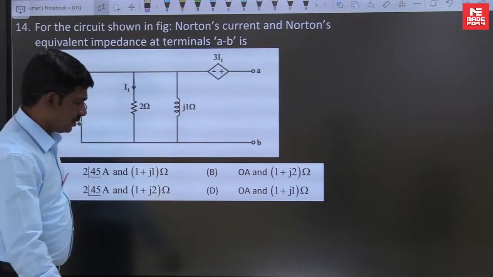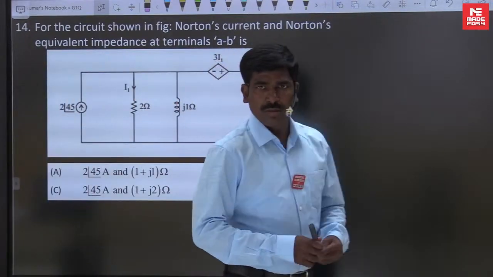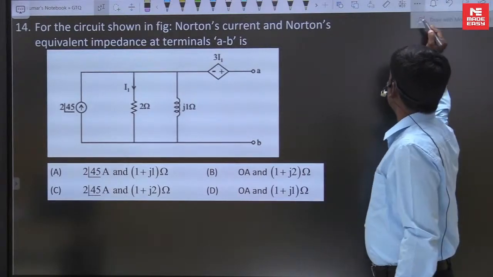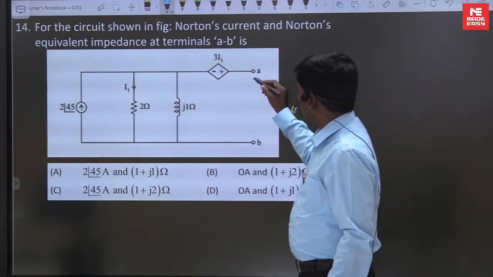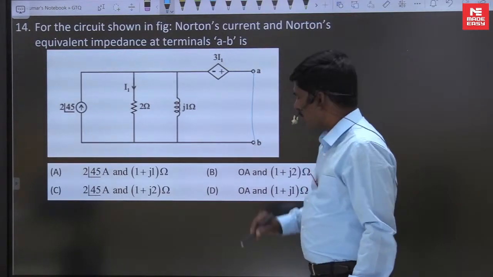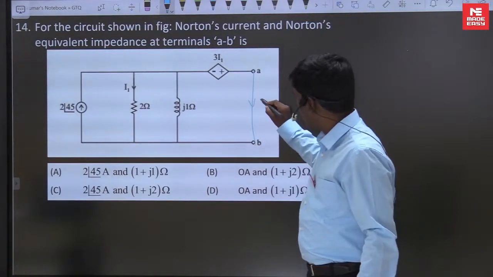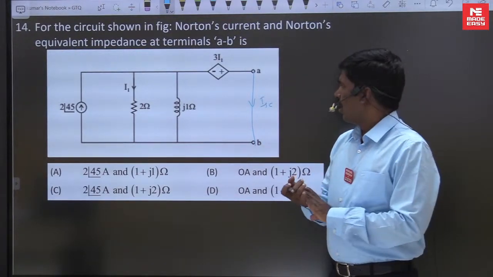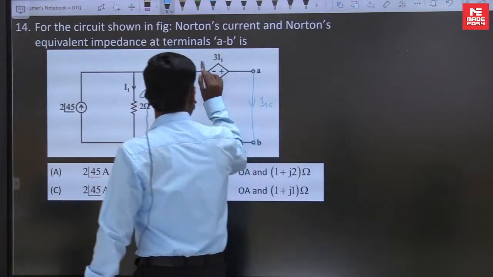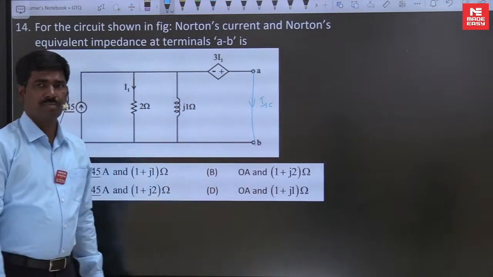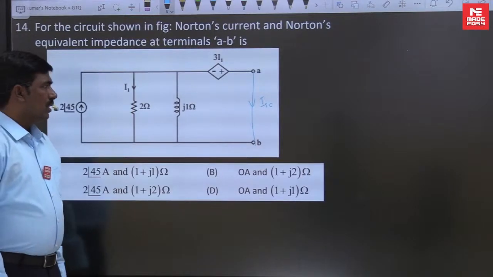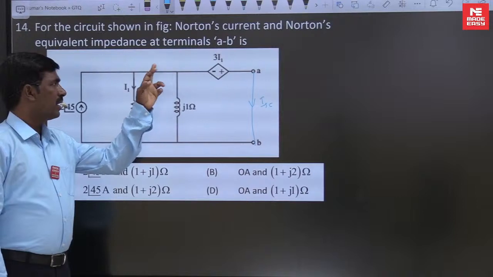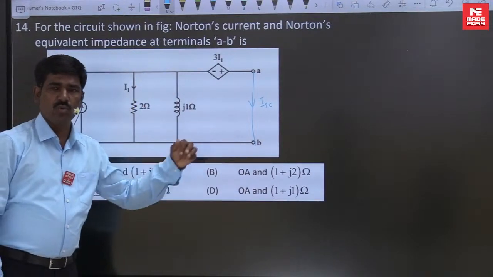Come on, it's a very, very important concept here now. So Norton's current: short circuit the terminals. This current is ISC. The current of the dependent source is ISC. If you apply KCL at this node, you get the ISC value.